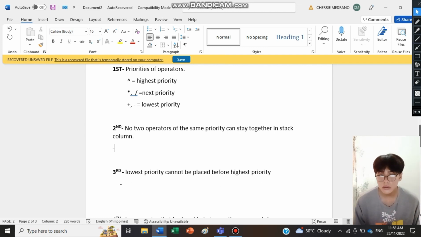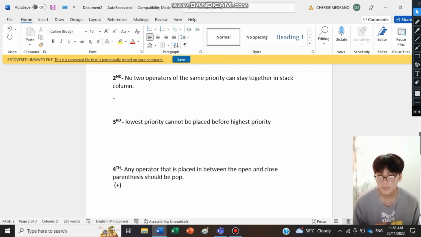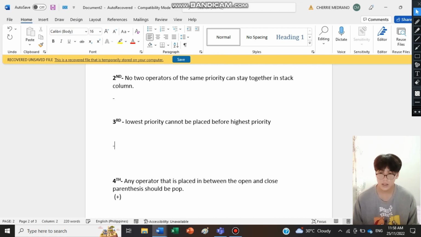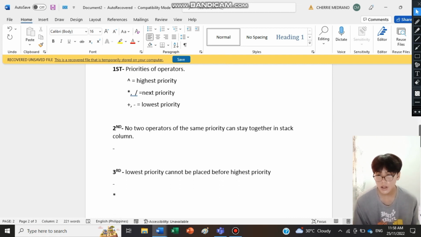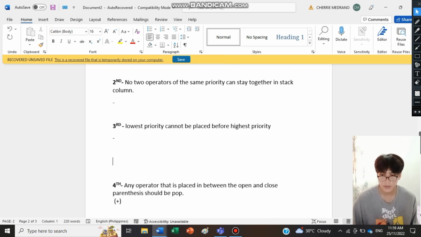So now we have the third rule. It says here that a lower priority cannot be placed before a higher priority. For example, we have here minus, then multiplication, and then we're going to insert the minus operator. Since the multiplication operator has higher precedence, what we are going to do is pop the multiplication operator so that we can insert the minus operator. It says here that lowest priority cannot be placed before highest priority, and the times or asterisk sign has higher priority than the minus, so we're going to pop the multiplication or asterisk sign.